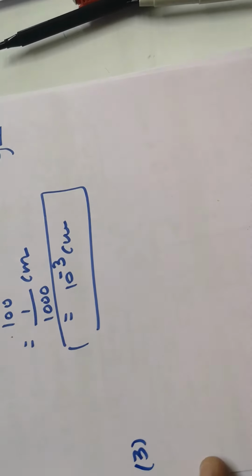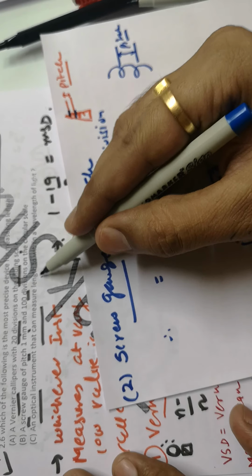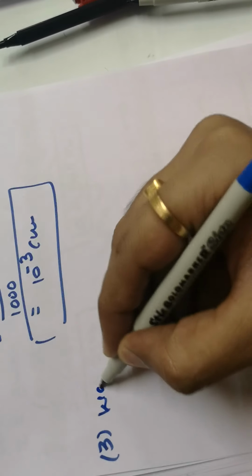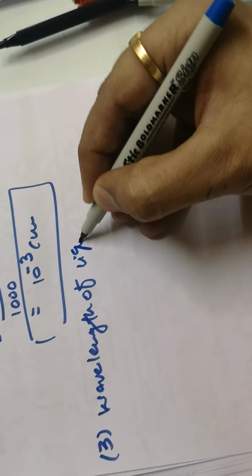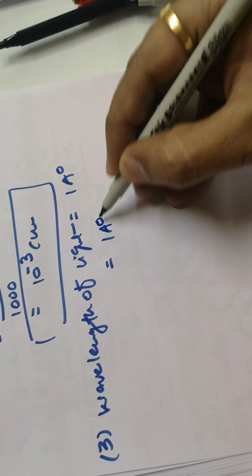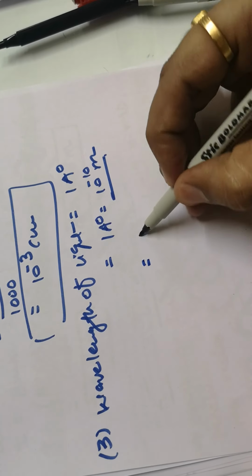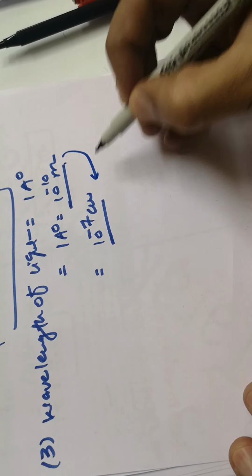Now the third thing we have to find out is an optical instrument that can measure light to within the wavelength of light. So first of all, it is called the wavelength of light. It is basically 1 angstrom, and in the 10th you have learned that 1 angstrom is 10 to the power minus 10 meters. So I can just say 10 to the power minus 7 centimeters, because you are aware of the meter to centimeter conversion.